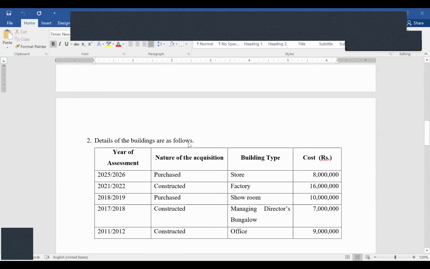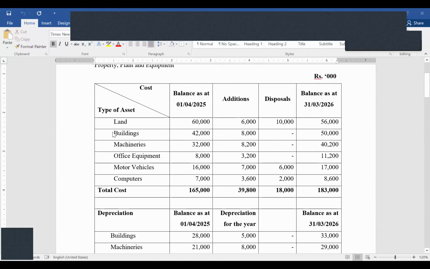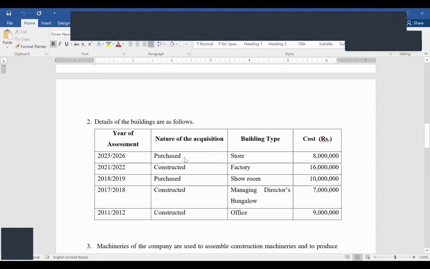So details of the buildings are as follows. Here you have details of the building. During the year of assessment 25-26, they purchased a building used for the stores. Amount is 8 million. So can we see that 8 million in the building line? Yes, this is the building. In the beginning of that year of assessment, 42 million worth of buildings are there. In addition to that, 8 million worth of building they have purchased or constructed during this year of assessment. So you have given a breakup of this 42 plus 8. That is this. Purchased in the year of assessment 25-26, that is 8 million.